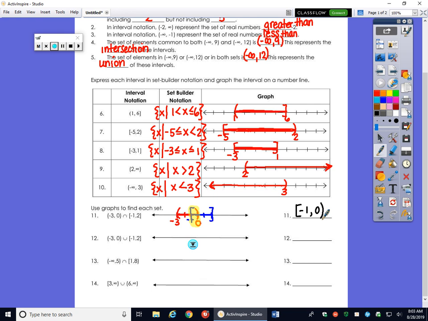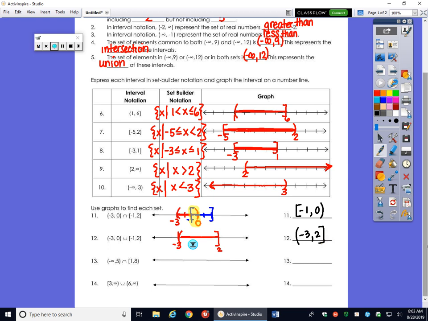In number 12, it's the same problem, except this time we want the union. So we want everything, which means that if we started over here at negative 3 with a bracket, and we basically ended over here at 2. Remember, union includes everything from both. We want everything in between. So the union is going to be from negative 3 to 2, the bracket.